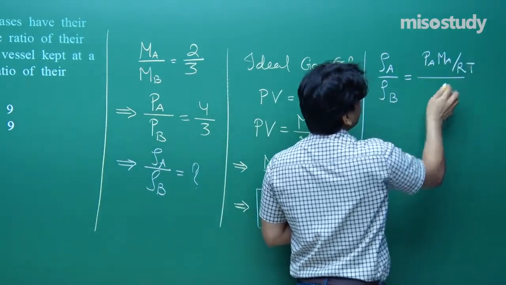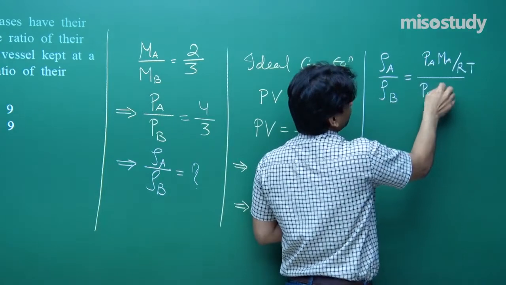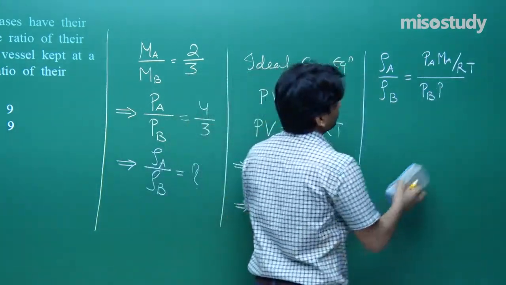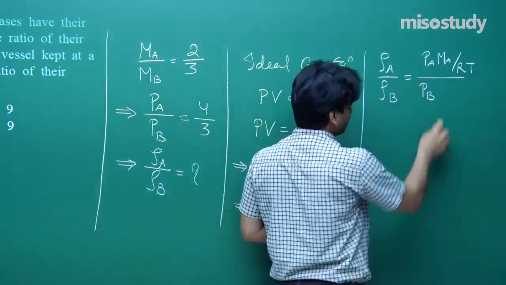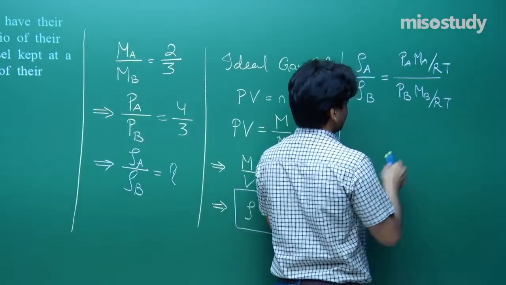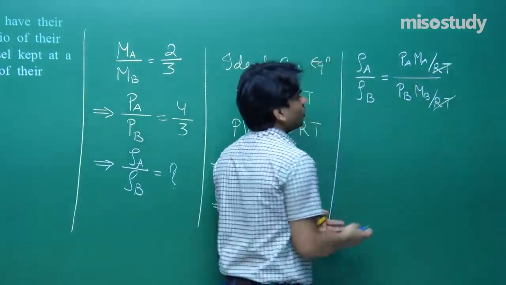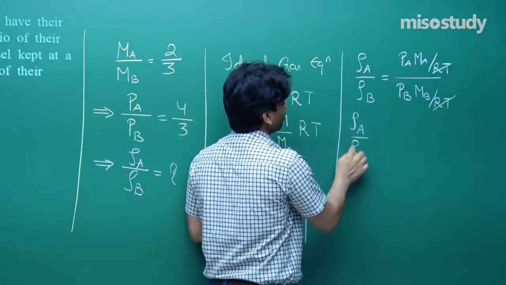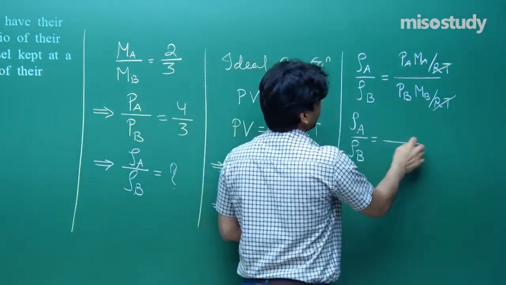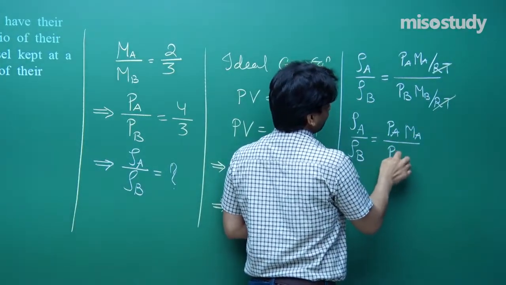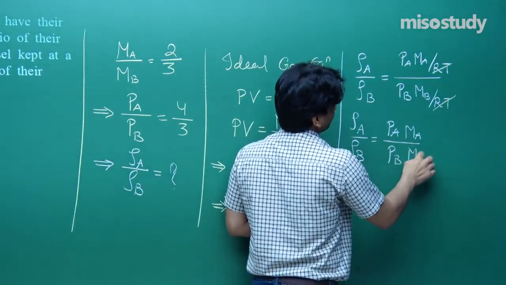Since temperature is constant and the same in both, because they are kept in the same container, the temperature will be the same. PM = ρRT. Now it is very simple to identify that ρA by ρB, that is their density, are in this ratio as this equation identifies.